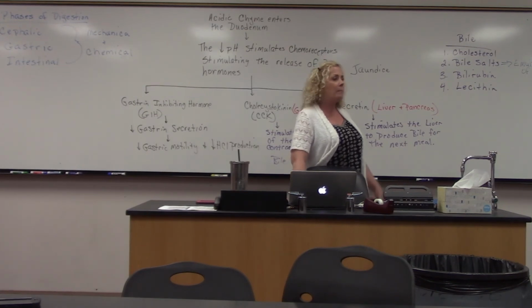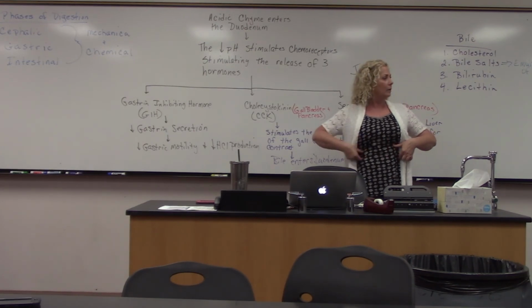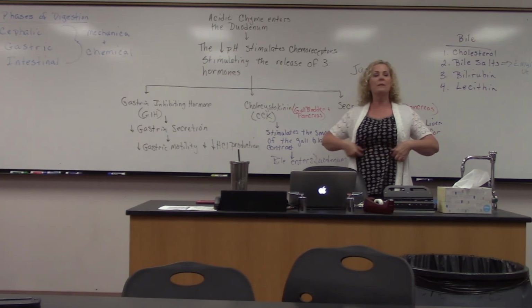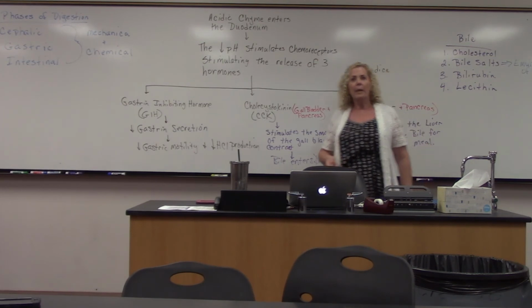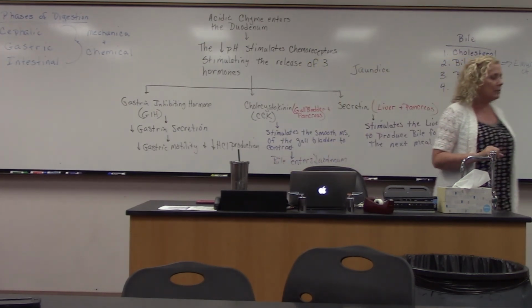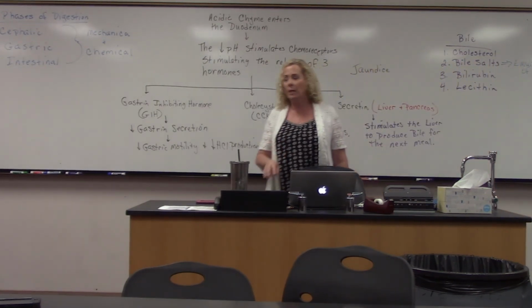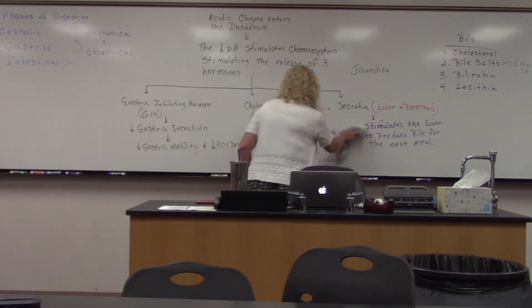So here's our pancreas, and by the way, the pancreas sits right about here in your abdominal cavity, okay? So it's right about here, kind of like between the stomach and the liver, okay? And cholecystokinin, when it affects the pancreas, it's going to cause the pancreas to release a whole bunch of digestive enzymes, okay?